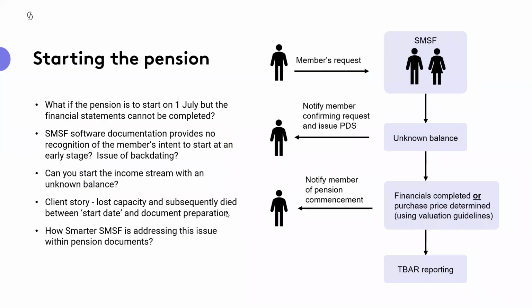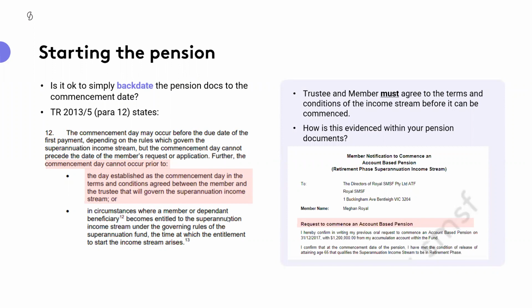So this process now is a fairly significant shift that you can take advantage of. And when we think about the starting of the pension, this is why we are trying to address the risks that exist in the marketplace today about backdating. Okay, this concept of saying, well, we're not backdating, maybe we've just got the benefit of hindsight here. But what paragraph 12 of TR 2013-5 talks about is that quite clearly, further, the commencement date cannot occur prior to the day established as the commencement date in the terms and conditions as agreed between the member and the trustee that will govern the fund and the income stream of that fund.